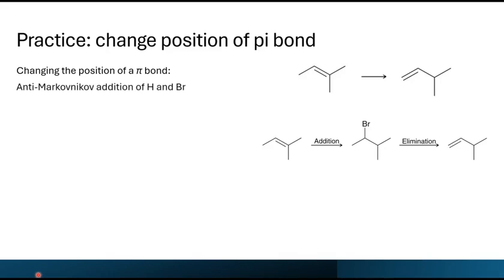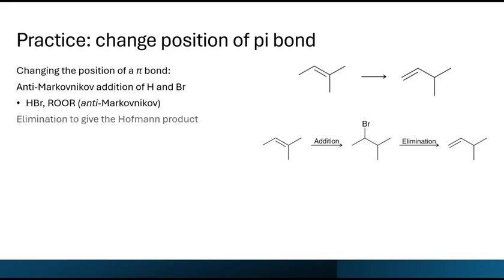Anti-Markovnikov addition of HBr is needed in order to get the Br closer to our target carbons of the double bond in our product. That means we're going to use HBr and ROOR, which gives us the anti-Markovnikov addition. Elimination to give the Hofmann product, we're going to use a bulky base like tert-butoxide.